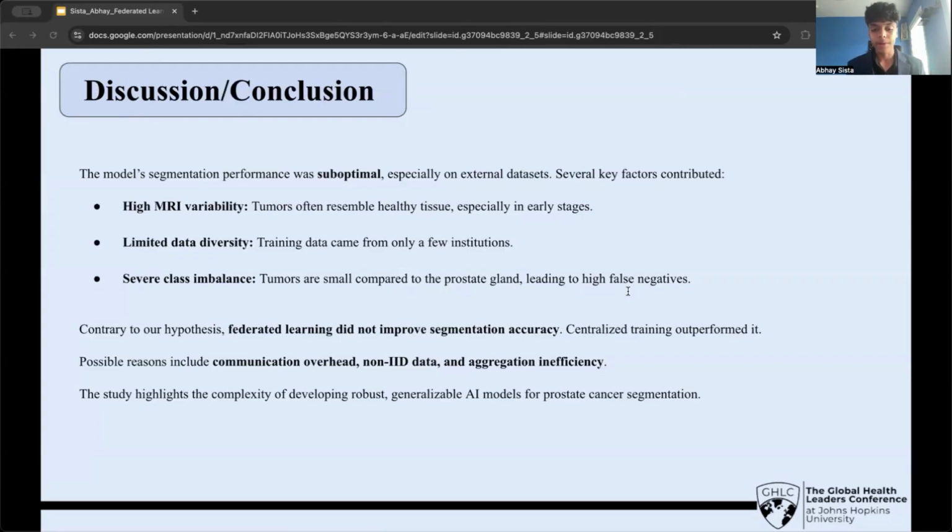My results didn't support my hypothesis. In fact, centralized training, where all the data is pooled, performed better than my federated learning.